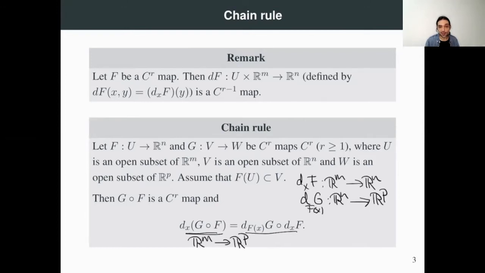This is very well known, and besides that, there is the natural interpretation when we consider the matrices of these maps in the canonical basis: the Jacobian matrix of the composition of F and G at the point X is going to be the product of the Jacobian matrix of F at X and the Jacobian matrix of G at the point F of X. So we have the chain rule for differentiable maps defined in Euclidean spaces.